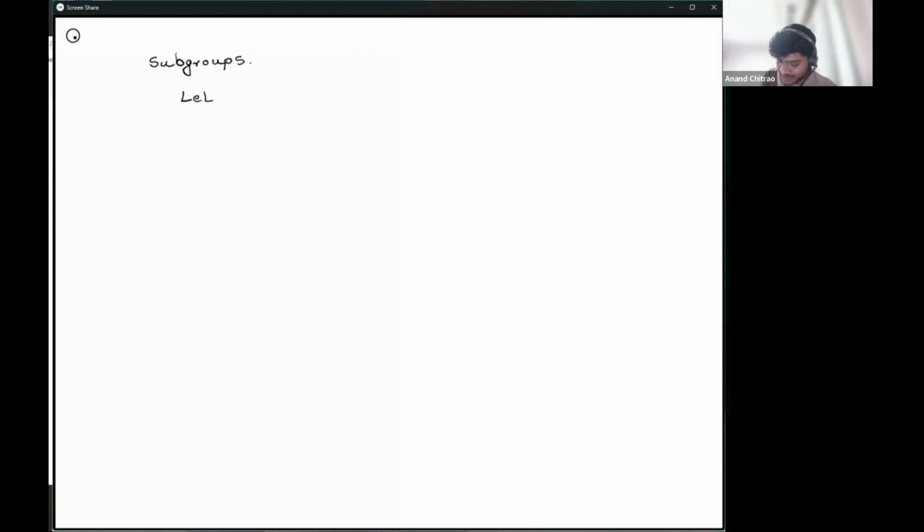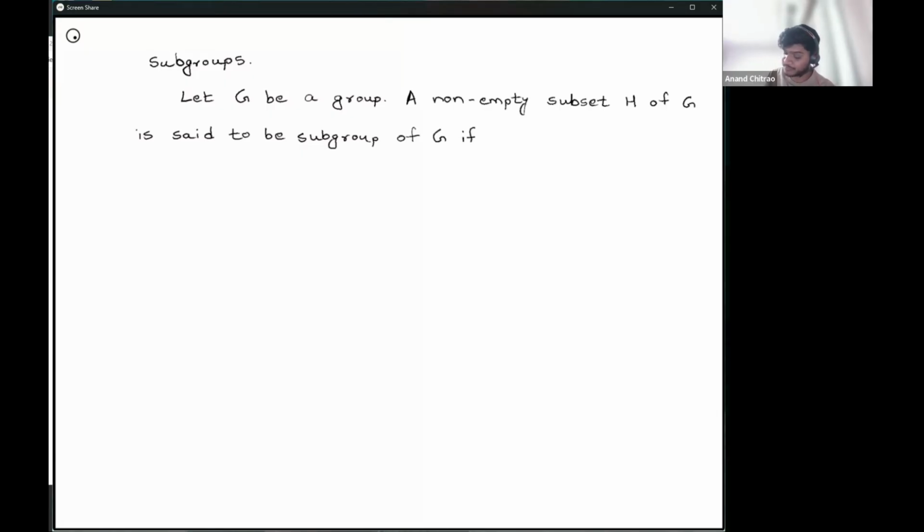Right. So we'll start with: let G be a group. A non-empty subset H of G is said to be a subgroup of G if you start with the binary operation which we defined on G, restrict that to H, technically H cross H. This is a function from H cross H to G. This should land inside H, and this operation should make H into a group.